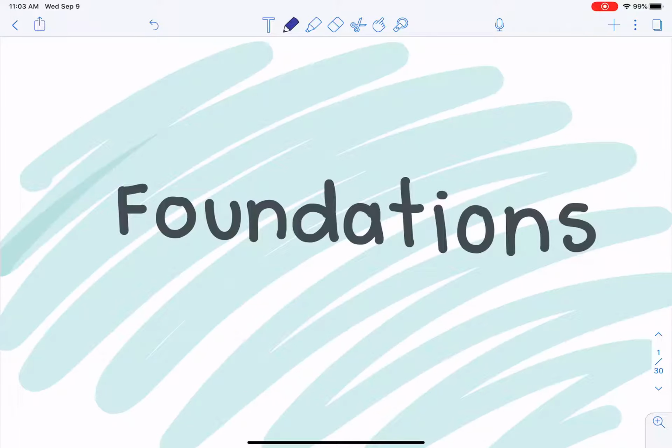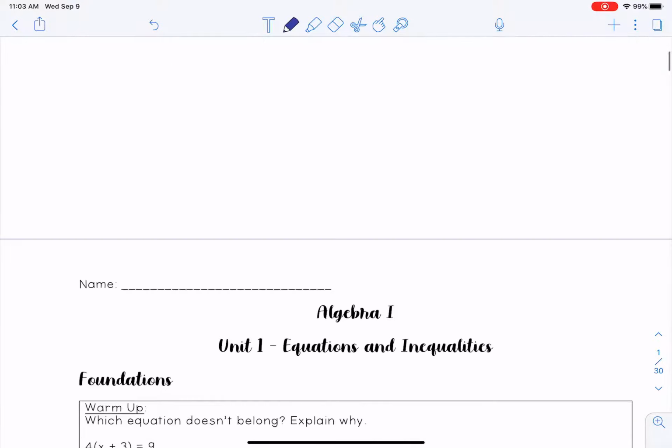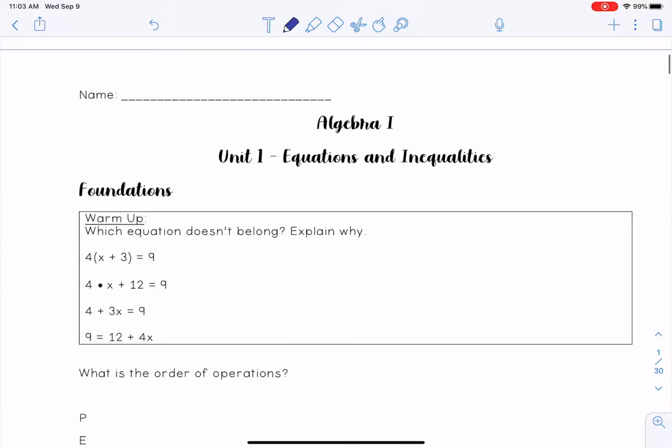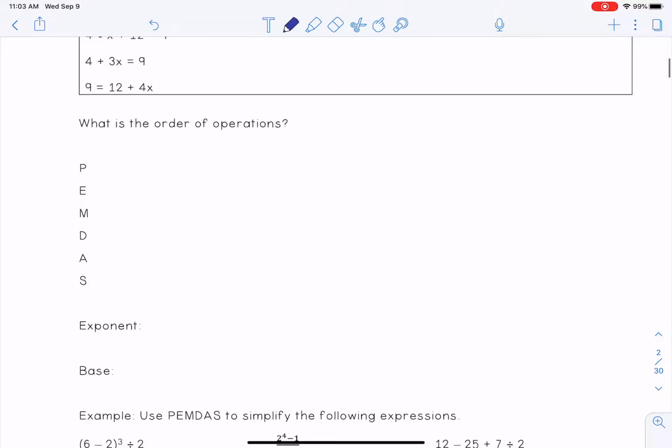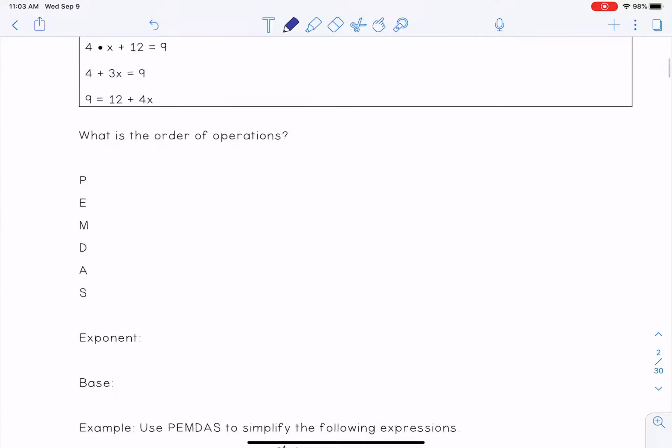This video is on the basic foundations of algebra. So you're going to start with your warm-up, and then we have what is the order of operations. So the order of operations are the steps we follow to simplify an expression.